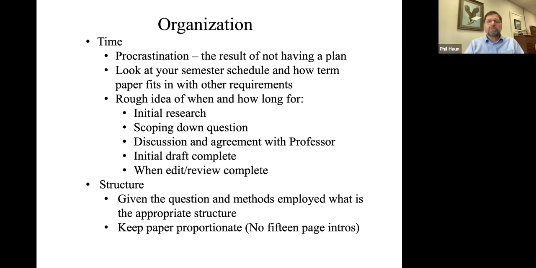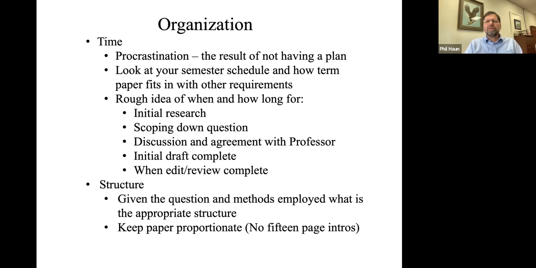Look at your semester schedule. You have other term papers, you have other requirements. Figure out where key elements fit in. Just because there's a May 10 deadline doesn't mean you have to wait until then to have the paper written.